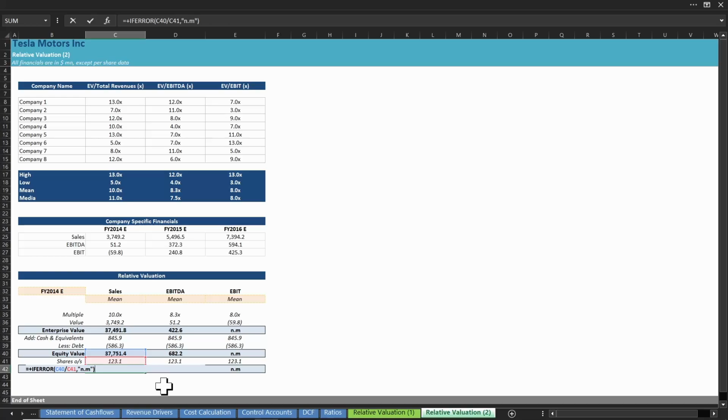Similarly, you can calculate the intrinsic value of the business based on EV by EBITDA and EV by EBIT ratio using same approach. That's all for now.